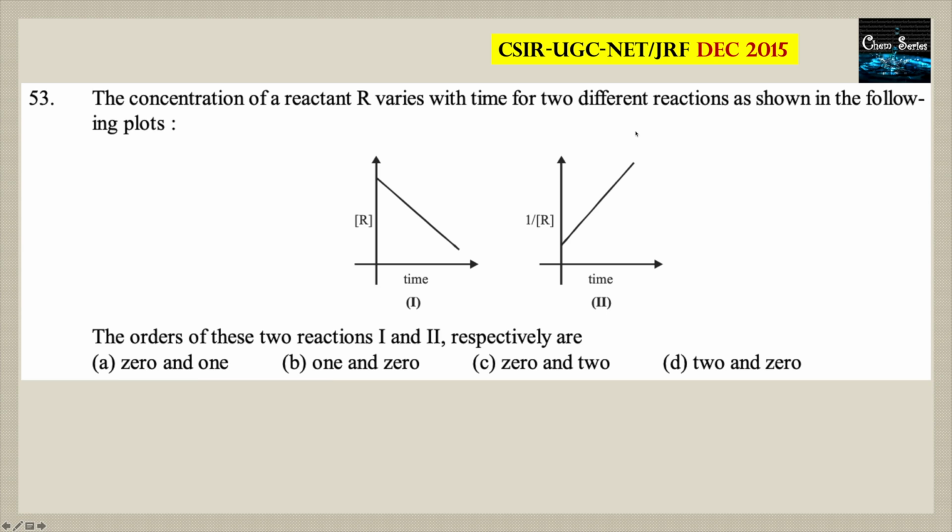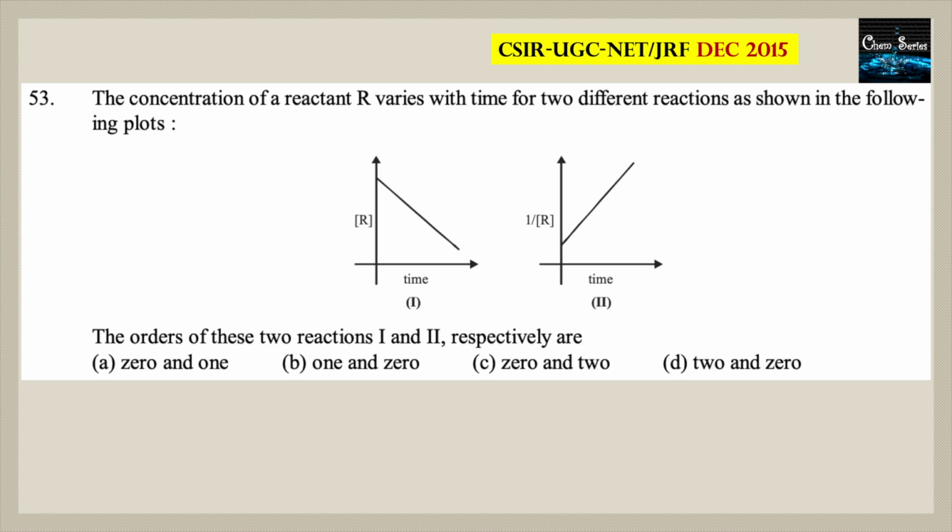Coming to the next problem from CSIR December 2015. The concentration of the reactant R varies with time for two different reactions as shown in the following plots. They have given two plots where the concentration of the reactant is on the y-axis and time is on the x-axis. We have to find out what orders they represent.